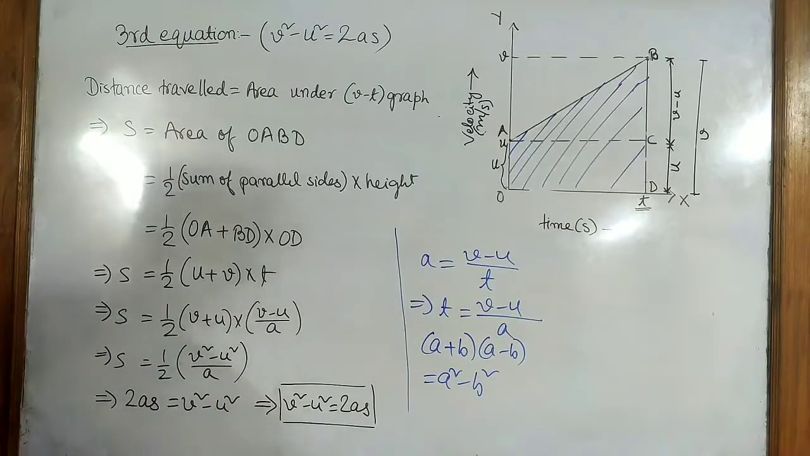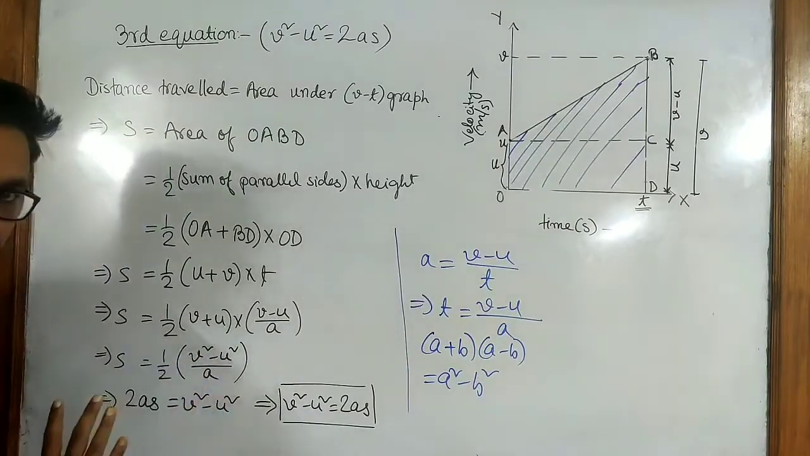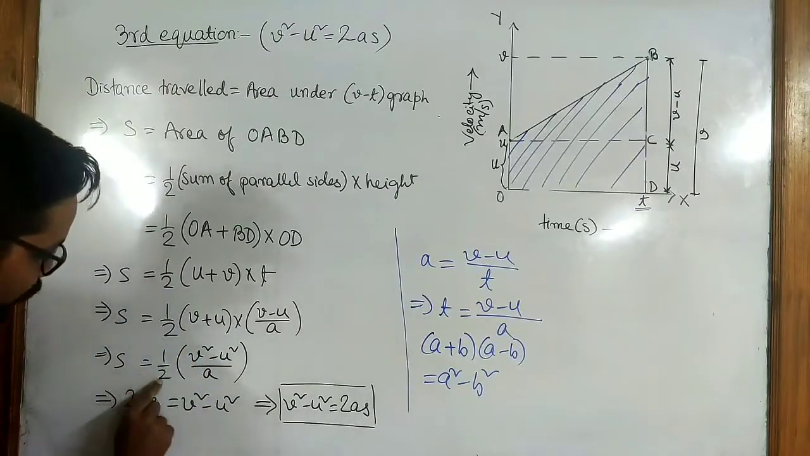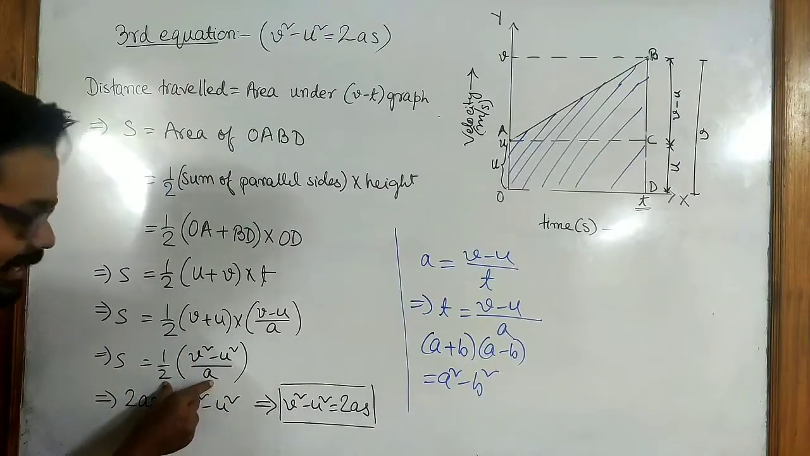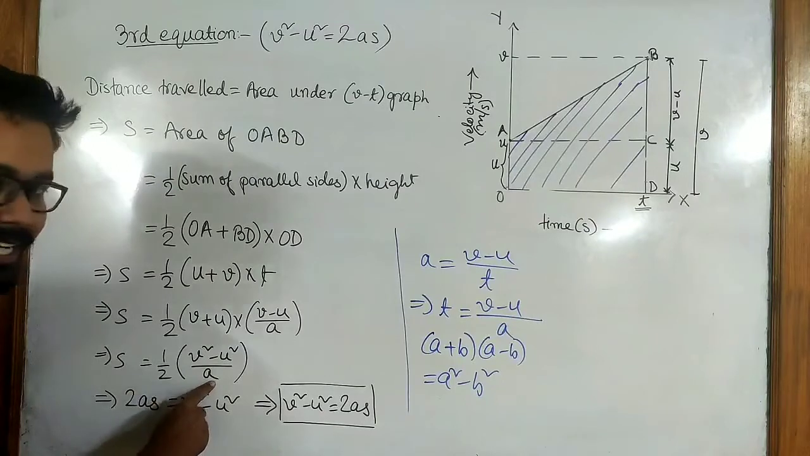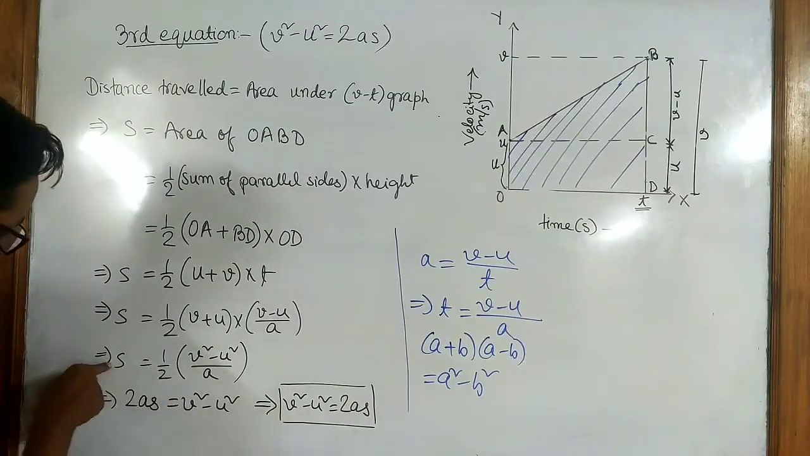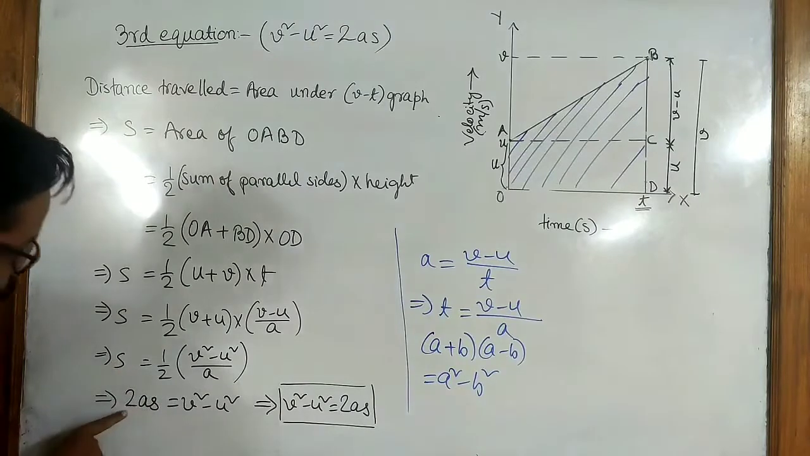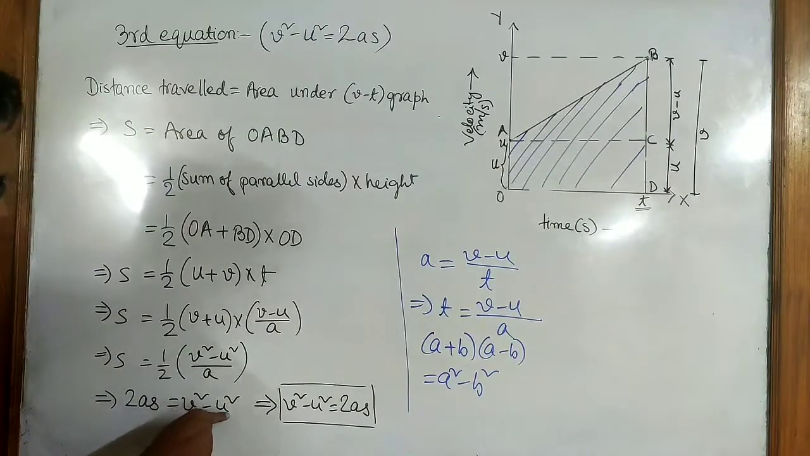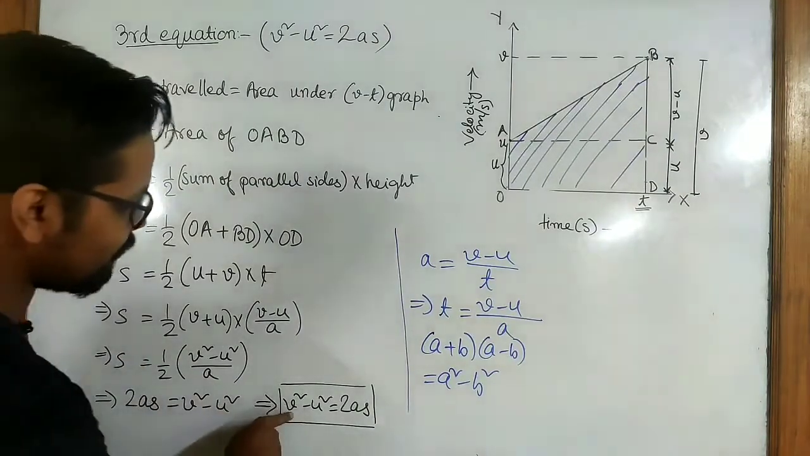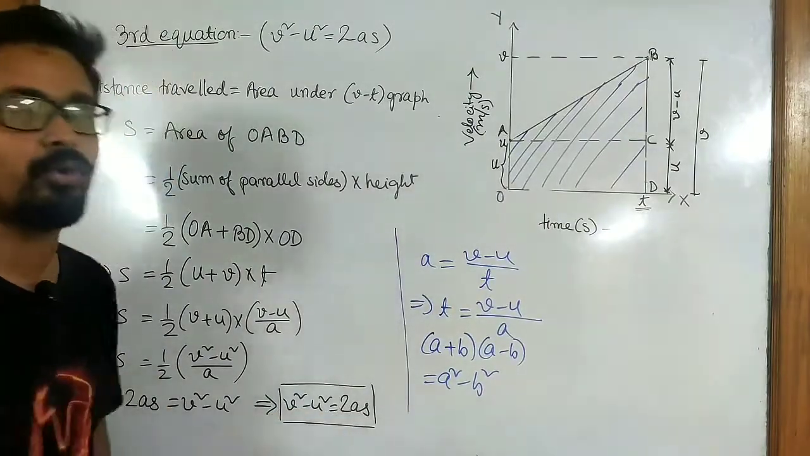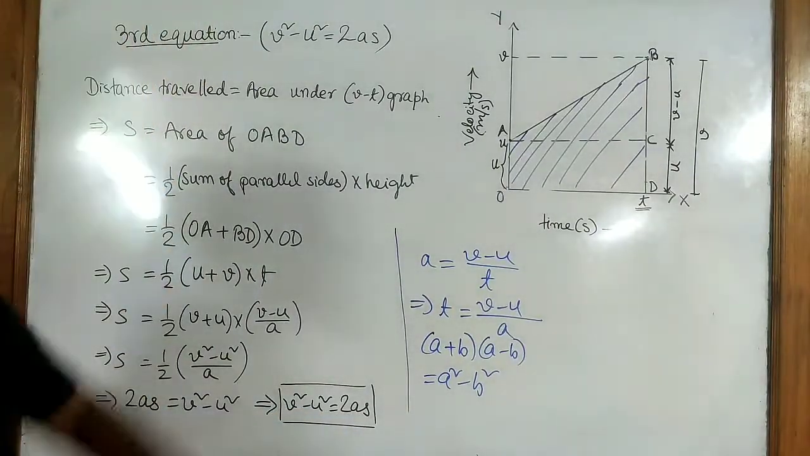So we are almost done. V square minus U square we have got at the numerator. At the denominator we have 2 and A. So let's do a side change of 2 and A. Since 2 and A are divided, when they are side changed, they will become multiplied with S. So we have 2A and S. Twice AS is equal to V square minus U square. Just changing the side and writing V square minus U square equal to twice AS. That is how we prove equation number 3.